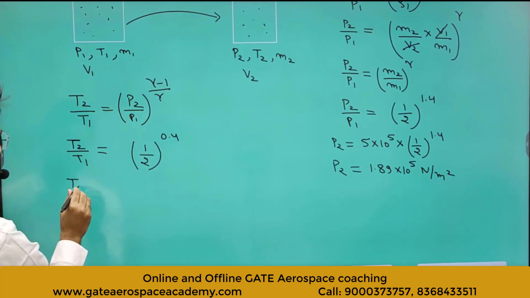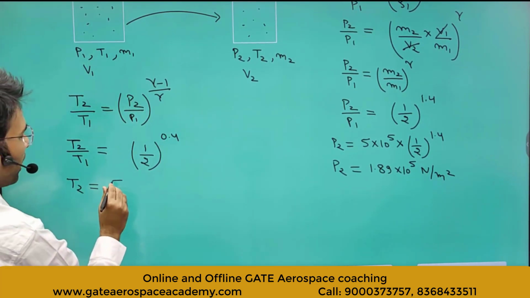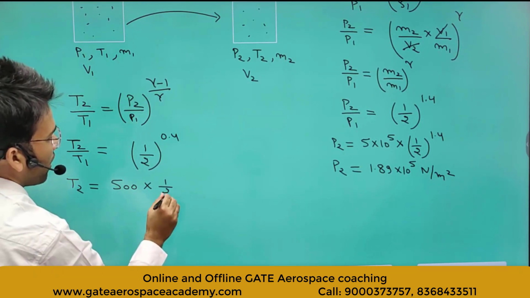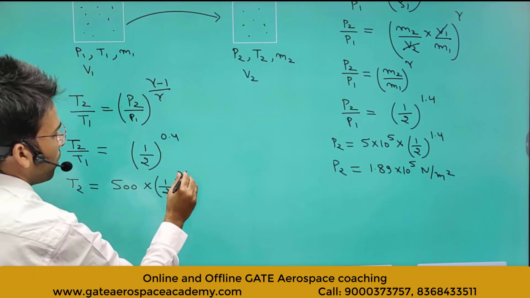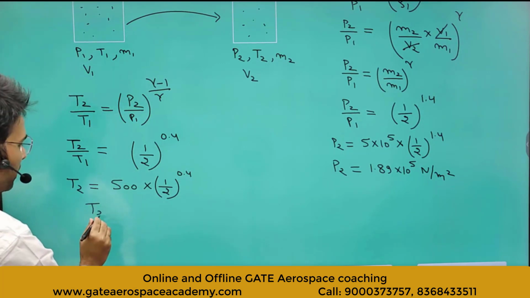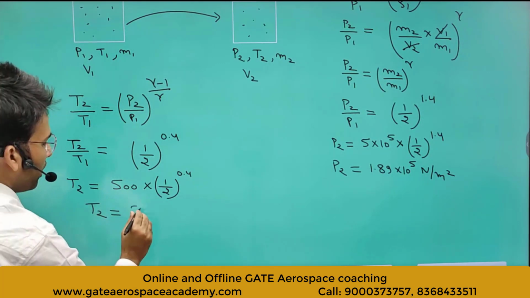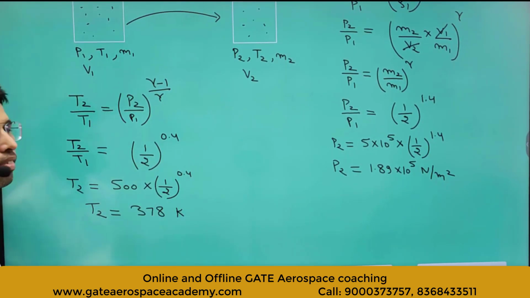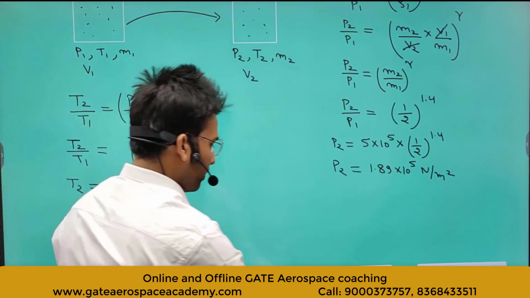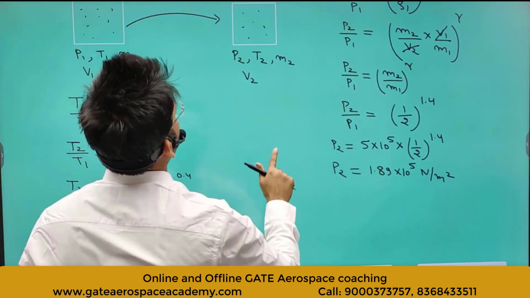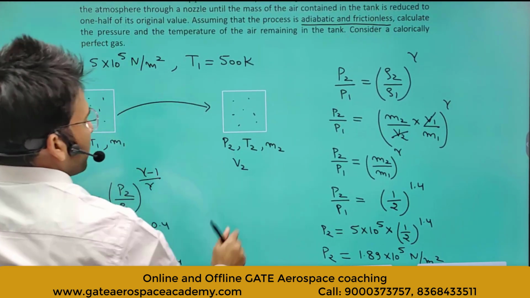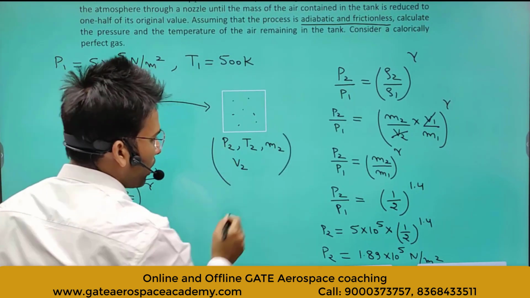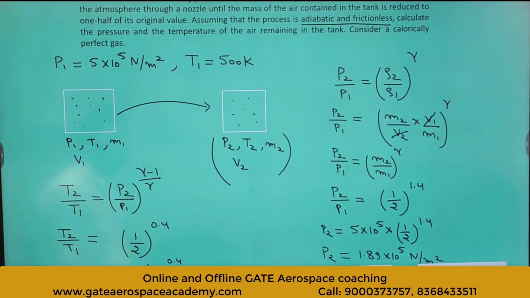So T2 will be equal to 500 into half power 0.4. So temperature T2 is 378 Kelvin. Right? So at state 2, we got the pressure and temperature.